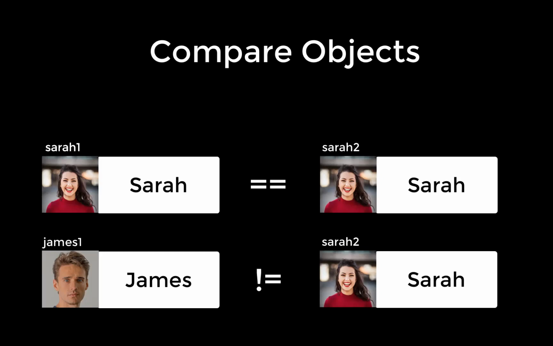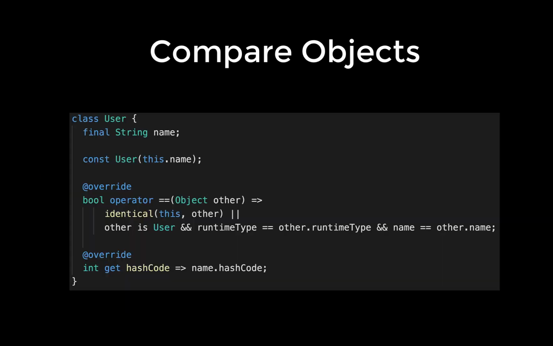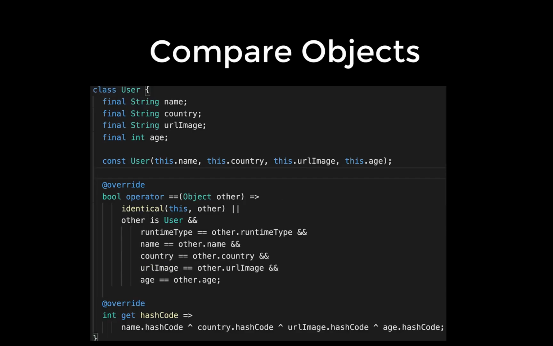If you want to compare two different objects, then you need to override the equals and hashcode methods within your model class. Let's also look at a more complex example. Here you also need to compare all the different fields within the equals and hashcode methods to check the equality of two objects. If you write this code manually every time, this takes a lot of time.